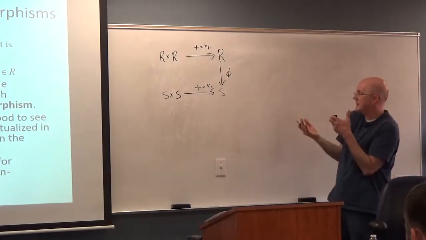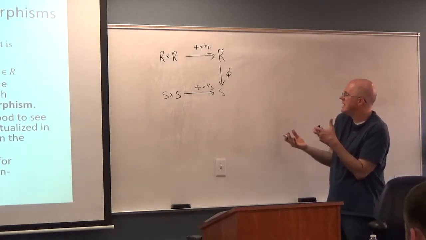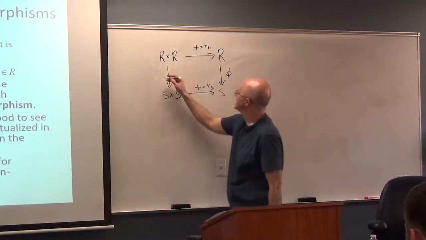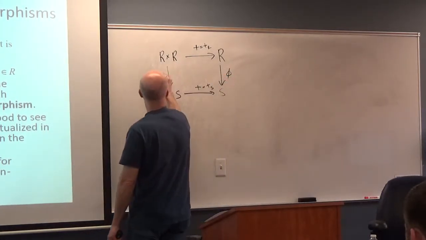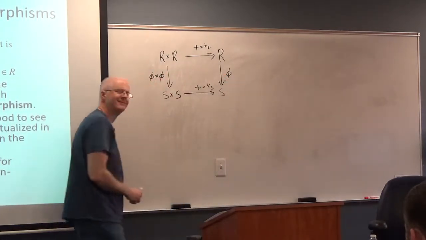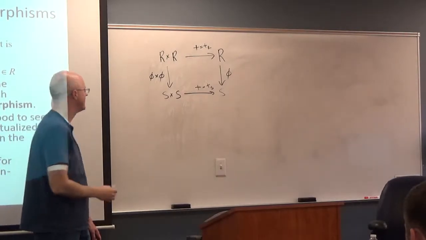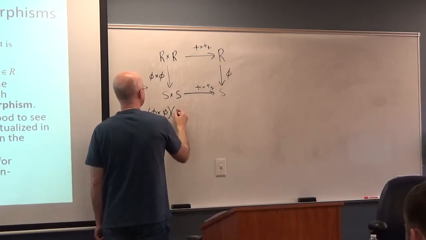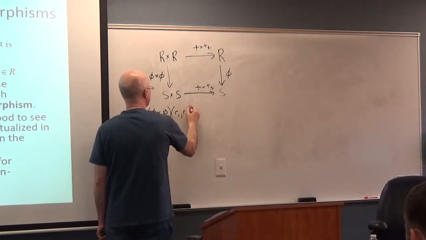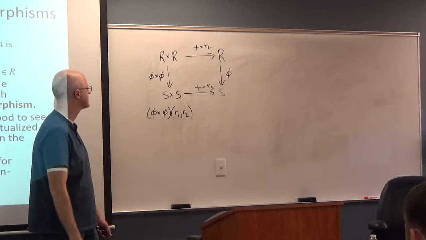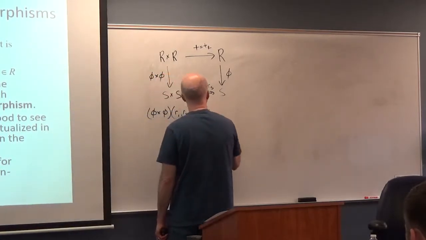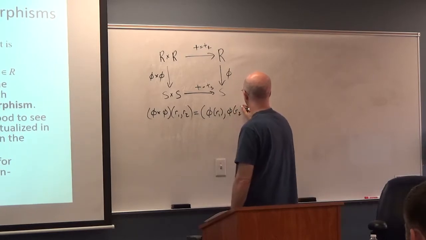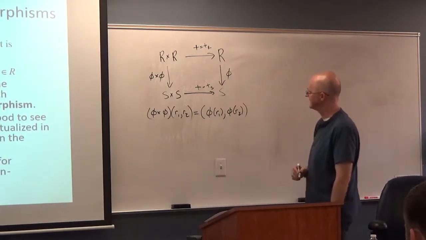It's not a full commutative diagram yet because I haven't closed the loop. What mapping should I put from here to here? Well, it actually makes sense to call it phi cross phi. What is phi cross phi? Phi cross phi is what you would guess it would be if you had to guess. It takes an ordered pair in R cross R and maps it to the corresponding ordered pair phi of r1, phi of r2 in S cross S.